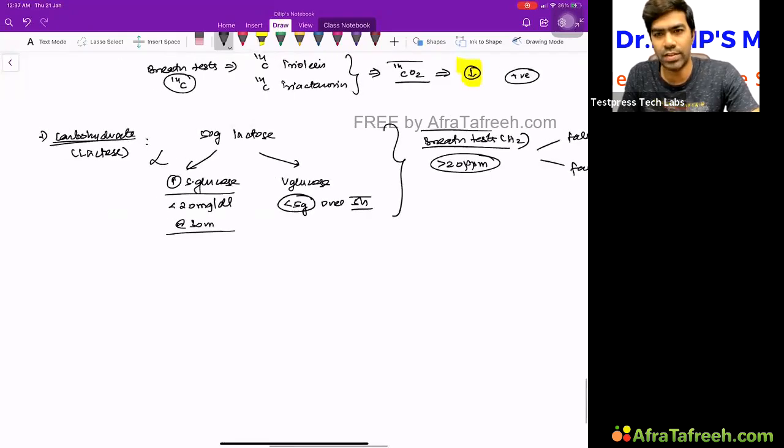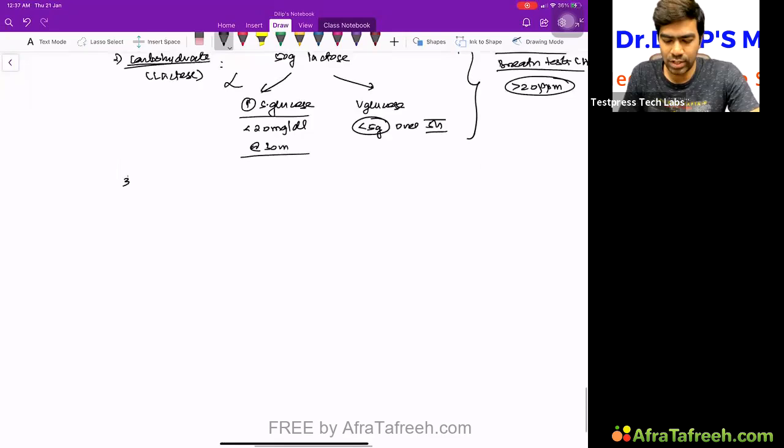So these are the conditions where you get a false positive test and false negative test, which are very, very important. As far as fat malabsorption is concerned, the current preferred test is the 72-hour fecal fat. As far as carbohydrate malabsorption is concerned, the current test is the breath hydrogen testing. That is the current test that we use after giving lactose.